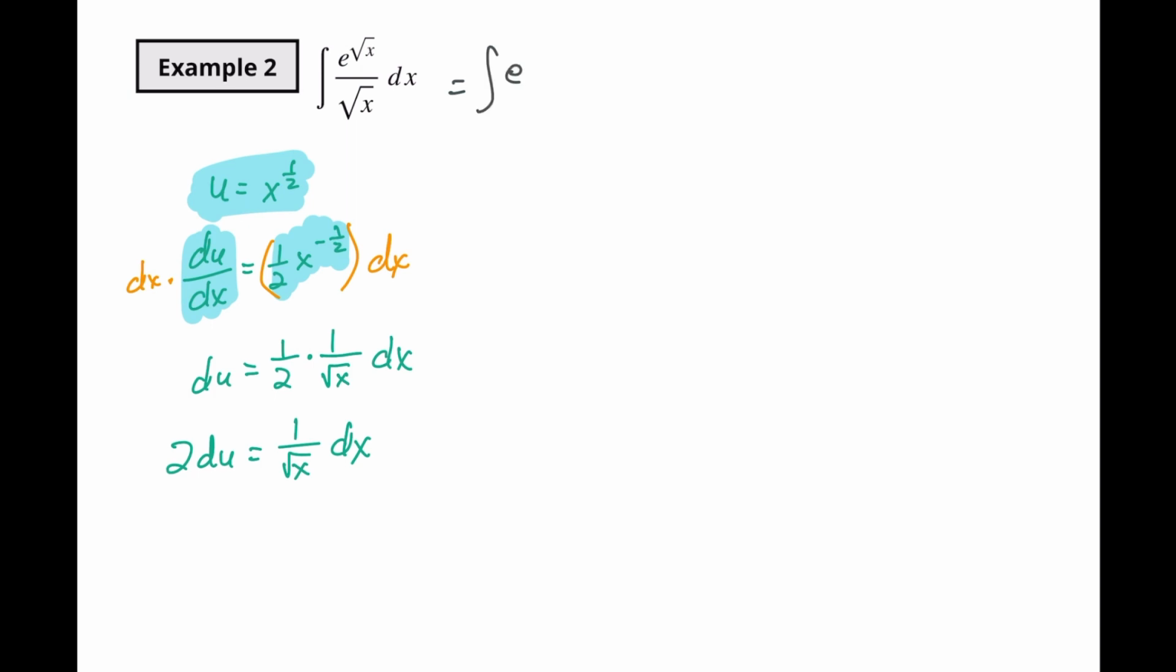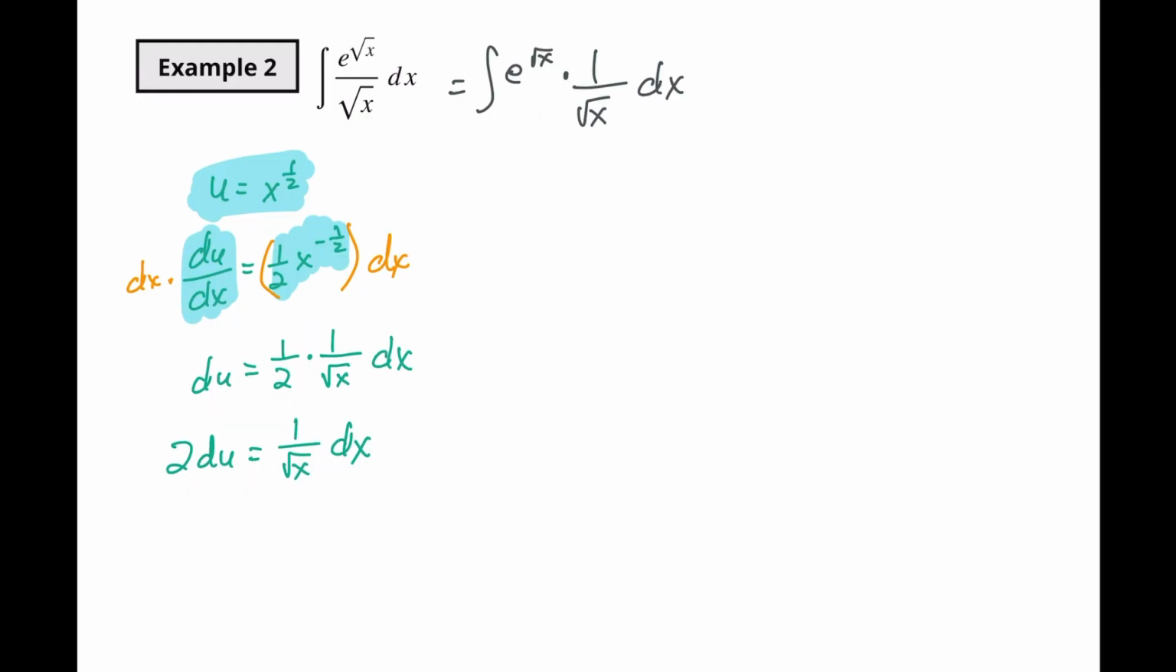I could say e to the square root of x times 1 over square root of x dx. You might not naturally think of that. Maybe you do that after you start doing your U-substitution. But the point I'm trying to make is, get to the point. Do your u, do your derivative of u, and then start rearranging to see what can fit back into your original integral.